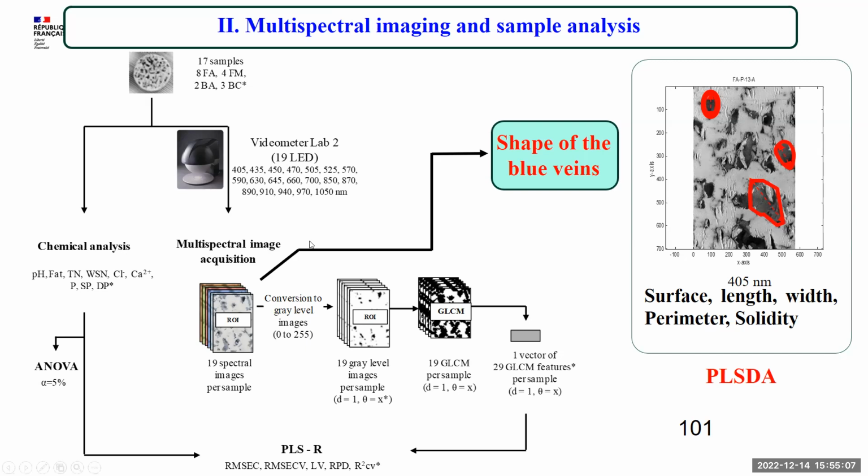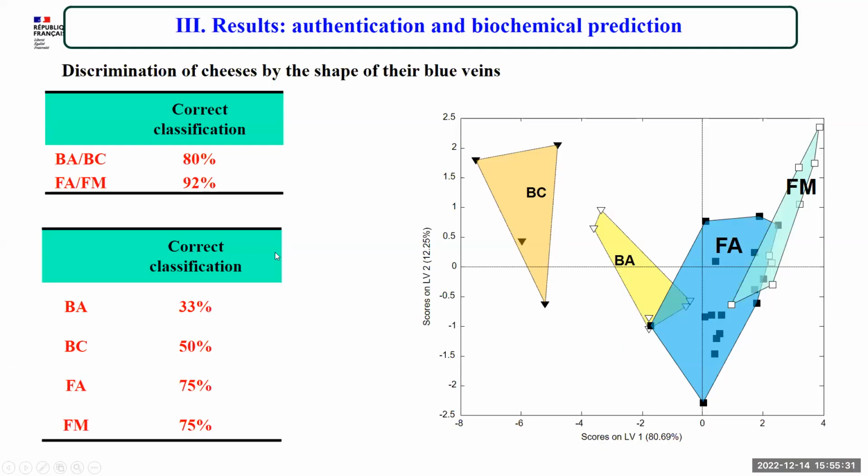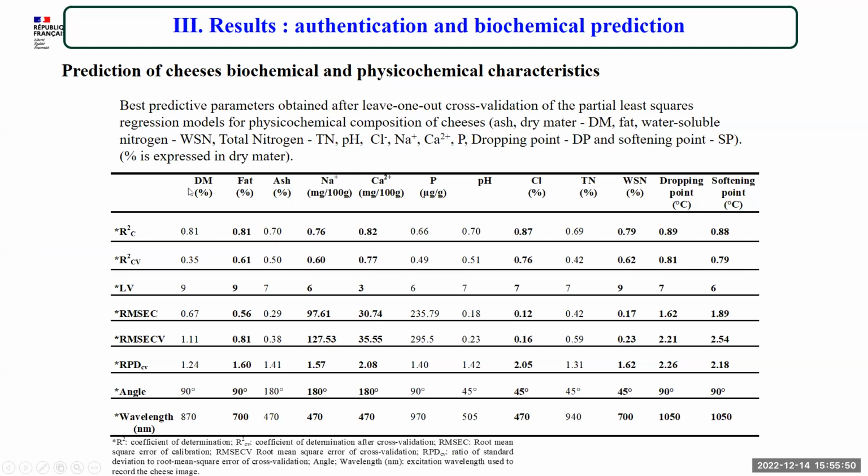Okay, so I will speed up. We made a modification of the images in order to analyze their grey level, and by doing that, we had the possibility to extract the shape of the blue veins that are in the cheese, and we use those shapes in order to make a discrimination of the cheese samples. And here you have the result of the discrimination, and we have identified that just by analyzing the blue vein shapes, we can discriminate the different cheeses that we studied. And also by using the device, we can predict the different chemical parameters of the cheese, so the dry matter, the fats, etc. I have finished. Sorry for being late.